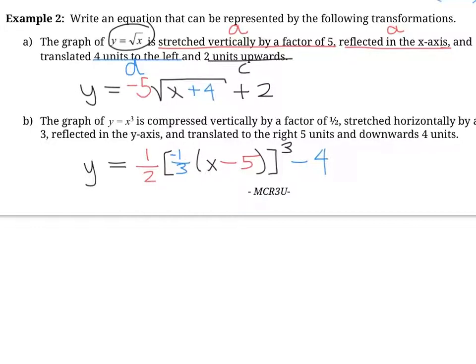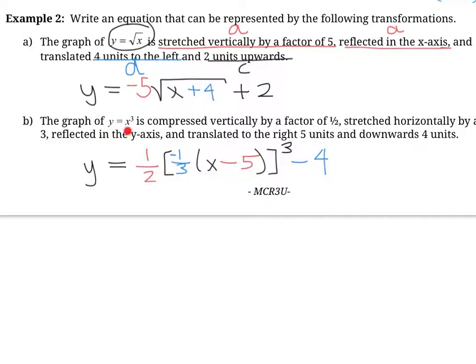So something to note is to make sure that your k value is within the function itself. So the cubed should be applied to that 1/3. So if that -1/3 or whatever it is that you have as your k value is outside, then it's actually a, and it's going to affect the y coordinate, not the x coordinate. So let's go through this one by one.